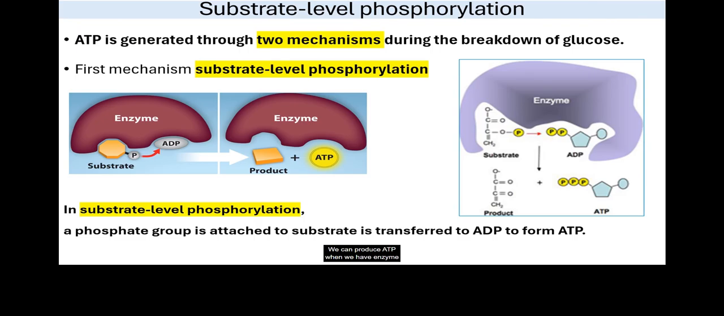We can produce ATP when we have an enzyme with two active sites, one for ADP, to which we add a phosphate group, the other for the substrate, which has a phosphate group. Then the enzyme will change shape. The phosphate group from the substrate will be detached and attached to the ADP molecule, and ATP will be released, and without the phosphate group, the substrate becomes the product and will be released.